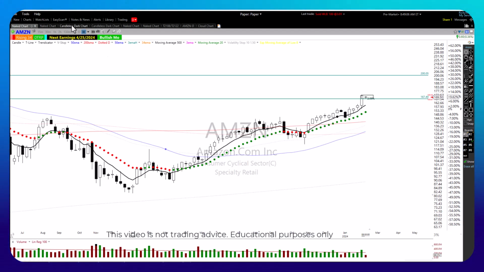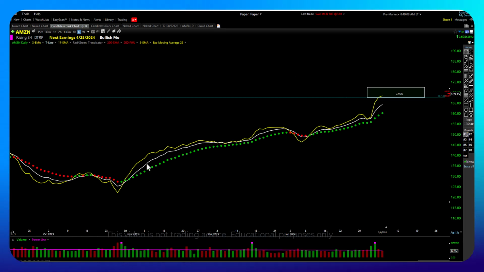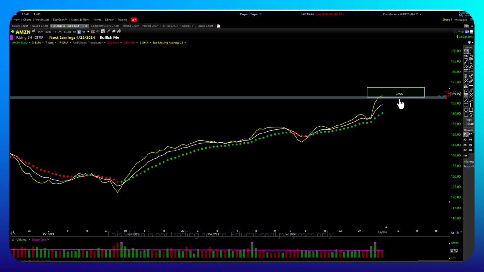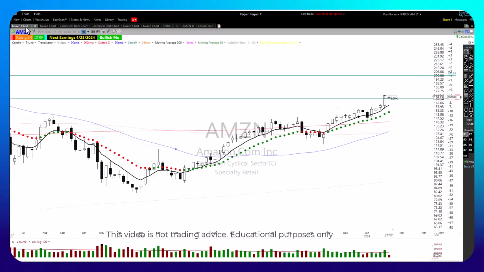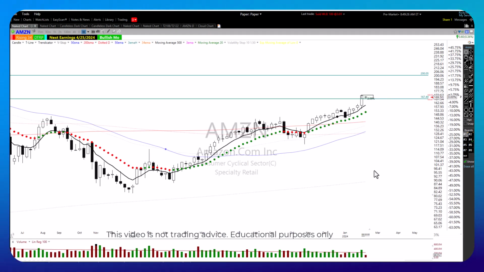Here we can come over here to the dark chart real quick. You can see that that overall trend is working. We've had one little dip where price ran underneath the trend indicator, and then we came back up. We had a gap up. It still looks bullish. I'm still looking for 180, somewhere in that range. We'll worry about that when the time comes, maybe up here to 200.